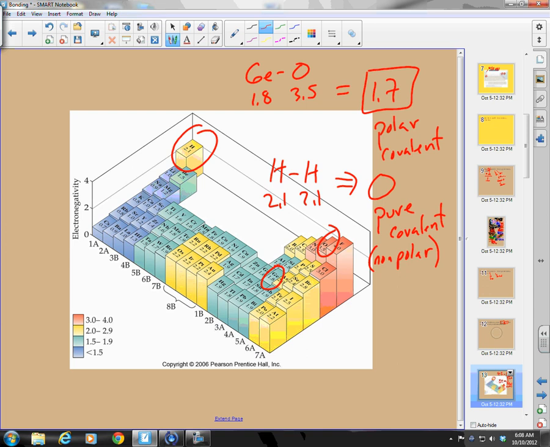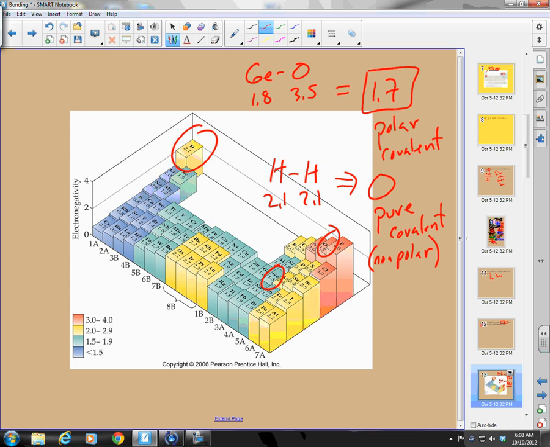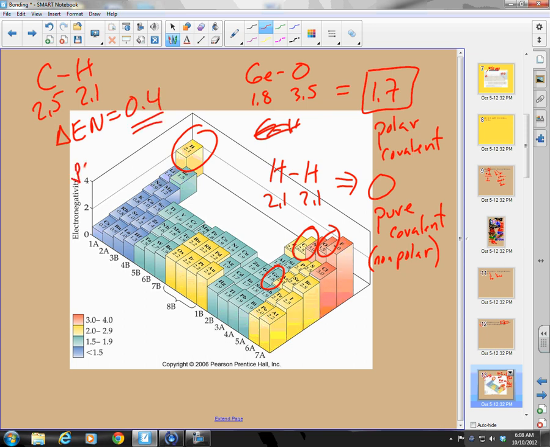The last one was what? CH. So let's look at carbon and hydrogen. What's carbon? Carbon is right here. It's a 2.5. So with C and H, well, let's move it over here. CH, 2.5, 2.1. My difference between the electronegativities is 0.4. So what am I going to call that? I'm going to call that polar covalent because it is not 0 and it's less than 1.8.